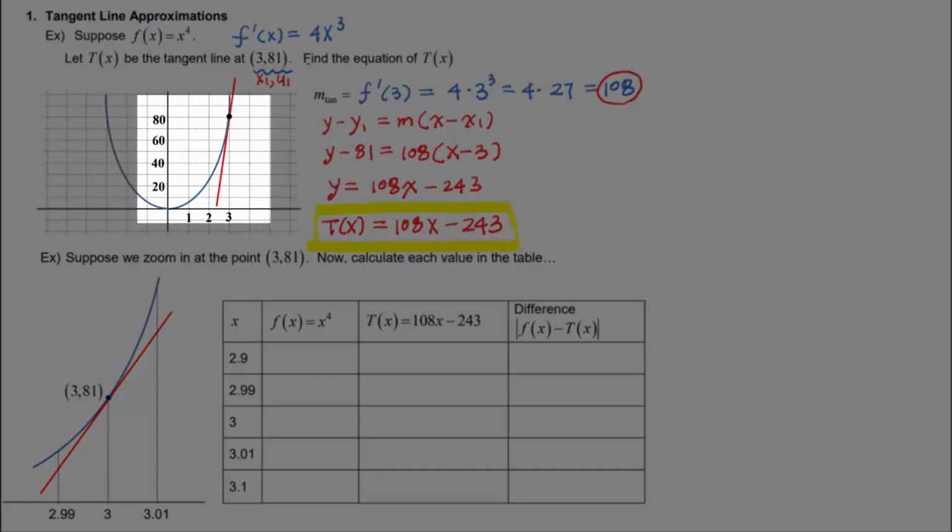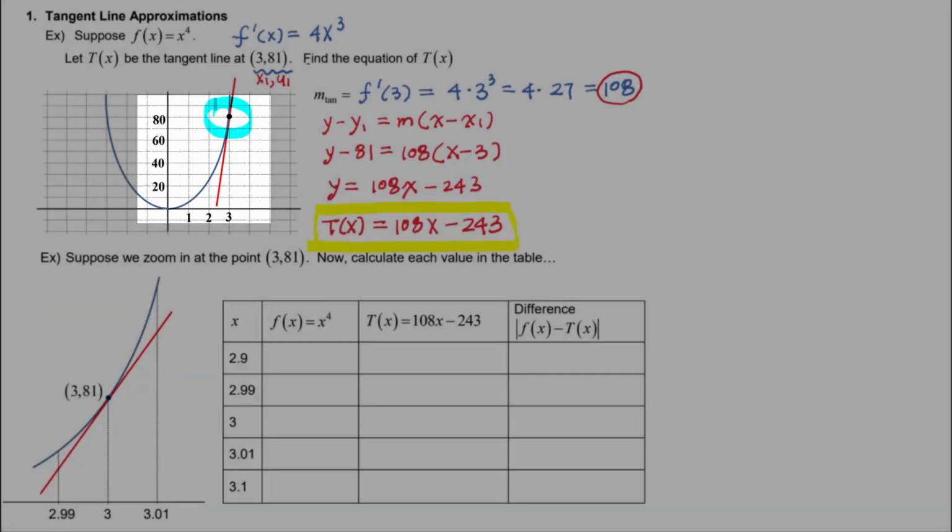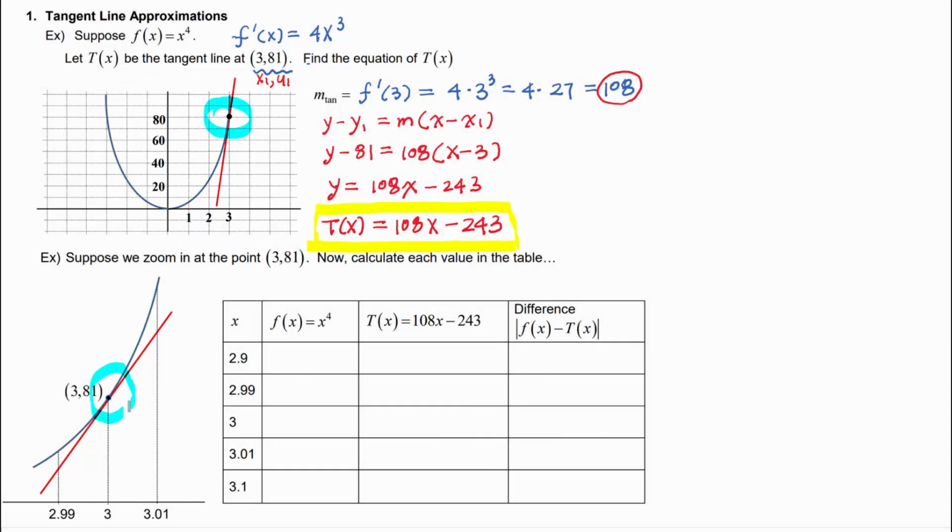Now let's suppose we zoom in at the point (3, 81) right there, and we came here. Let's calculate each value in the table. I have a table below. My x values are 2.9, 2.99, and 2.999. The x values are getting closer to 3 from the left. Now, if you go from the bottom, I have 3.1, 3.01, and 3, so that the x values are getting closer to 3 from the right.